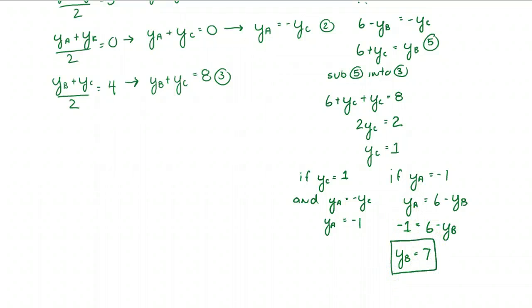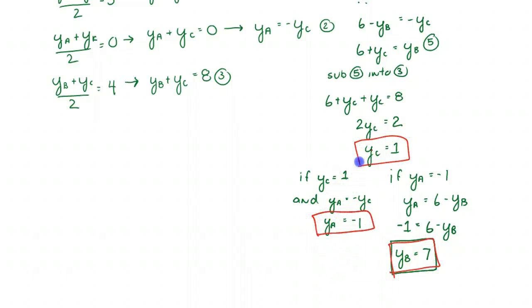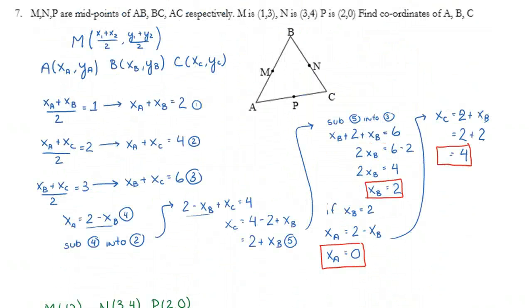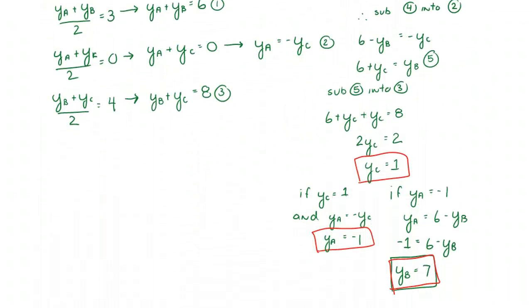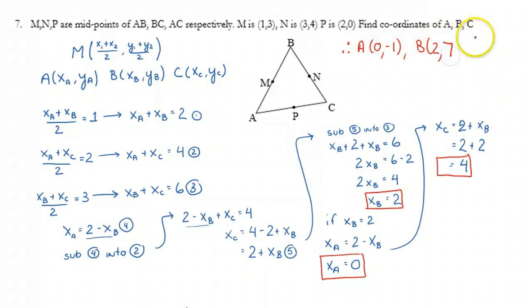So let's get our change of color here, and there's yb, ya, and there's yc. So therefore, a is 0, comma, ya is minus 1, b is 2, comma, 7, and c is 4, comma, 1. And if we take a look at these, based on the sketch, they seem to make sense. So that's how we do this problem.